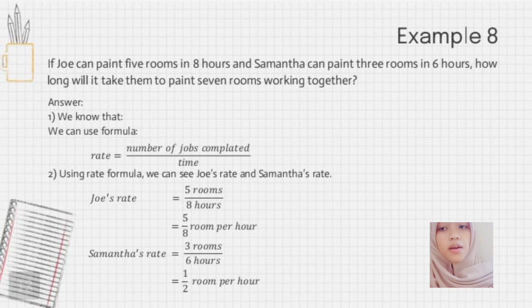Joe's rate equals 5 rooms per 8 hours, so 5 per 8 rooms per hour. That was Joe's rate. Samantha's rate is 3 rooms per 6 hours, so we have a half room per hour.